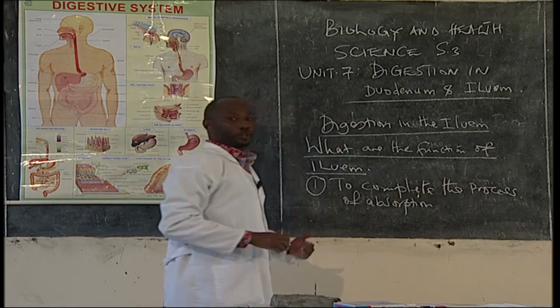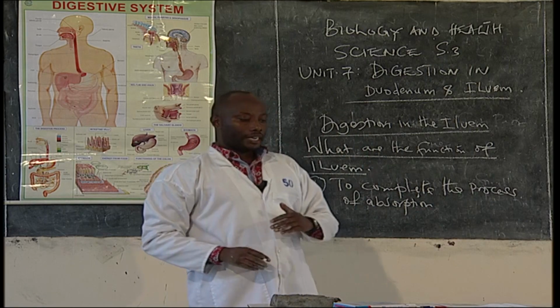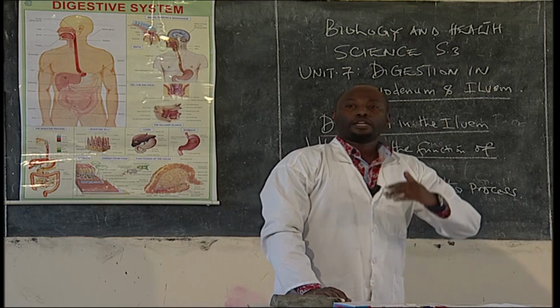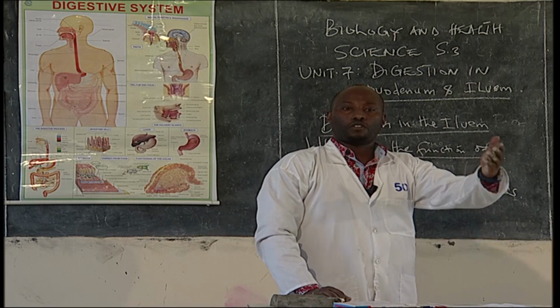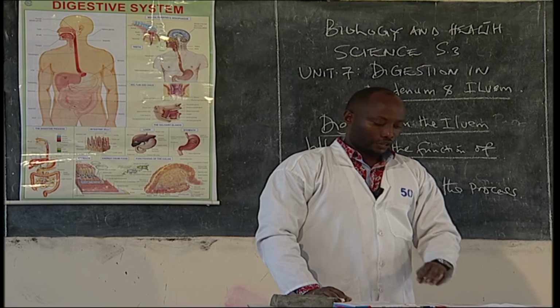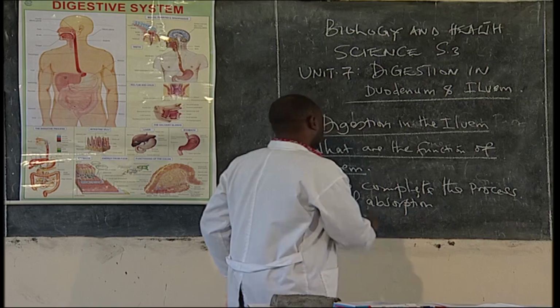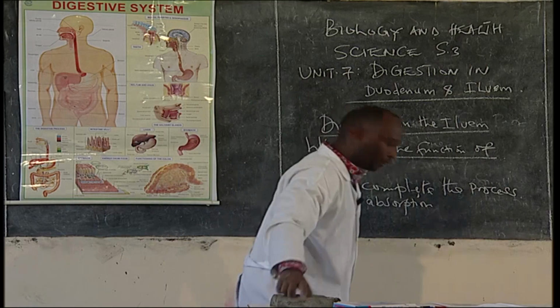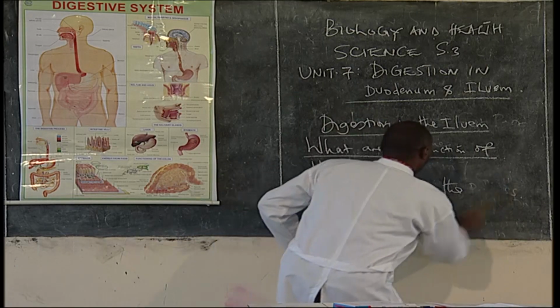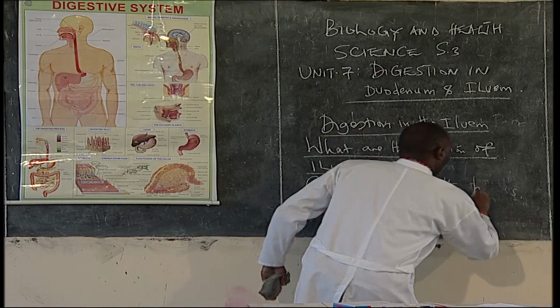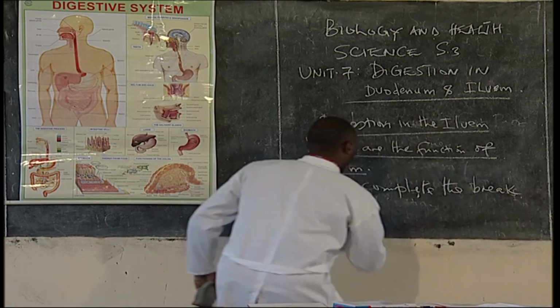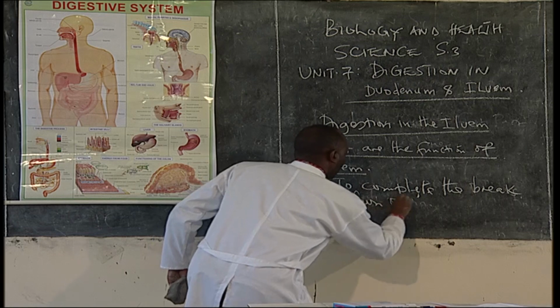Completion of the process of breakdown of food is normally done in the duodenum. That's supposed to be the complete breakdown of food is normally done in the ileum. We can say complete the process of breaking down. Let me just use that word, which makes sense. You can say it completes the breakdown of food.